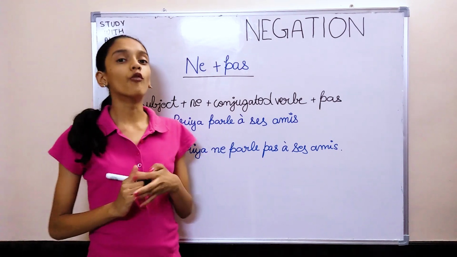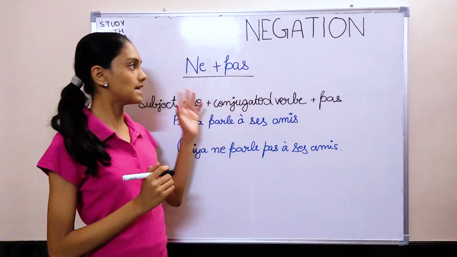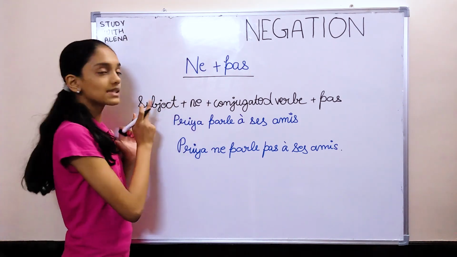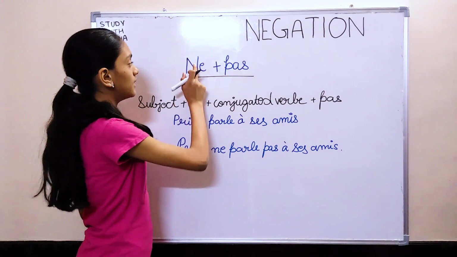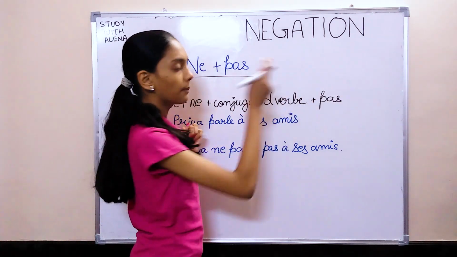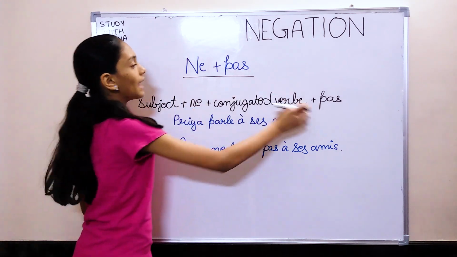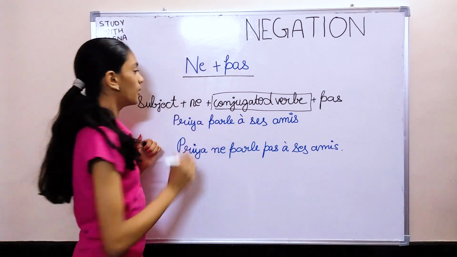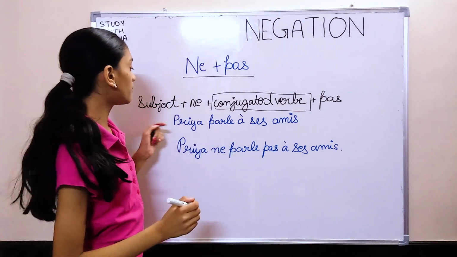Now, let's see what the structure of a sentence should be when we are negating using ne and pas. First comes our subject, then we place ne, the conjugated verb, and then pas. So, the ne and pas will always wrap around the conjugated verb. Now let's take an example.